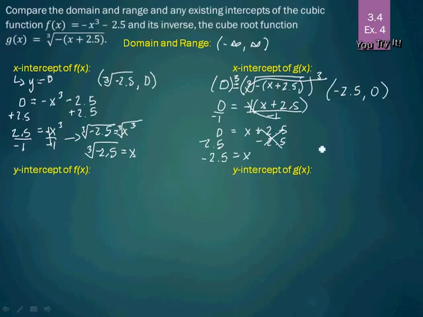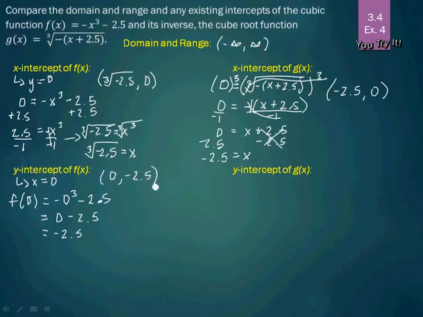Okay, so now let's do the y-intercept of f of x and y-intercept of g of x. The y-intercept is just the opposite. We do x equals 0. So if we plug in 0 for x, we would get f of 0 equals negative 0 cubed minus 2 and 5/10. So just solving that out, 0 cubed is just 0, negative 0 is just 0. So we get 0 minus 2 and 5/10, which then just gives us negative 2 and 5/10. So our answer here is 0, negative 2 and 5/10.